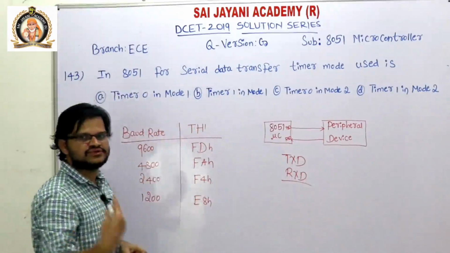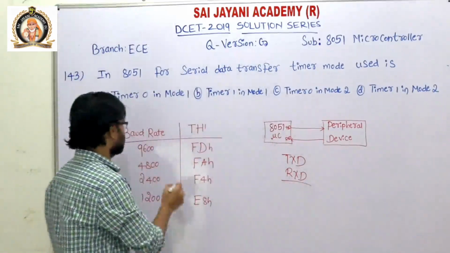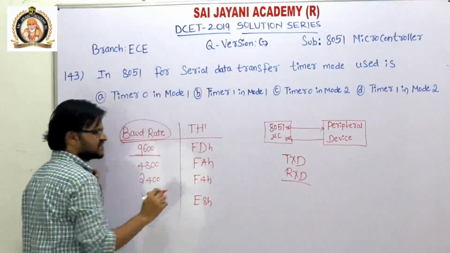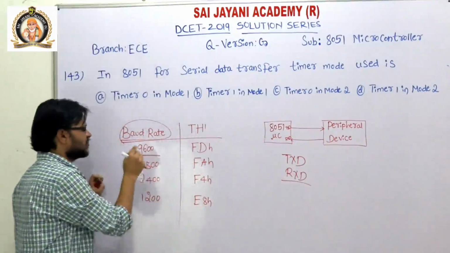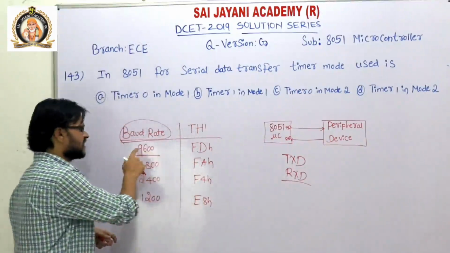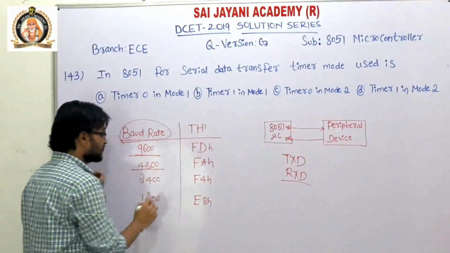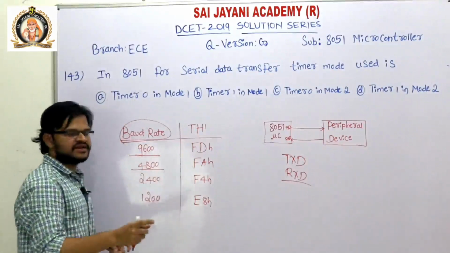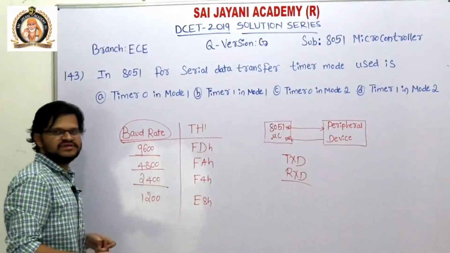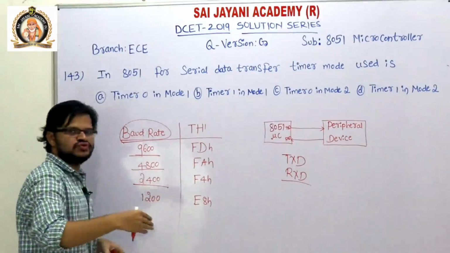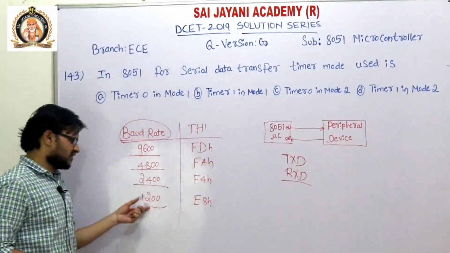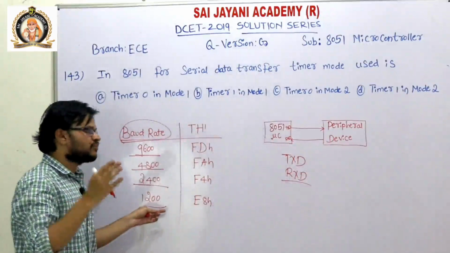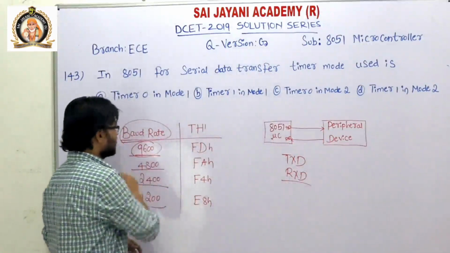The baud rate is mainly used to indicate the speed of the operation. Here a 9600 baud rate represents that per second it transfers 9600 bits. Similarly, 4800 baud rate means it transfers 4800 bits per second, 2400 baud rate means it transfers 2400 bits in 1 second, and 1200 baud rate means it transfers 1200 bits in 1 second.